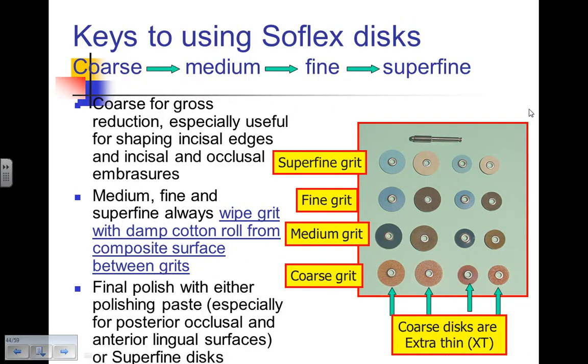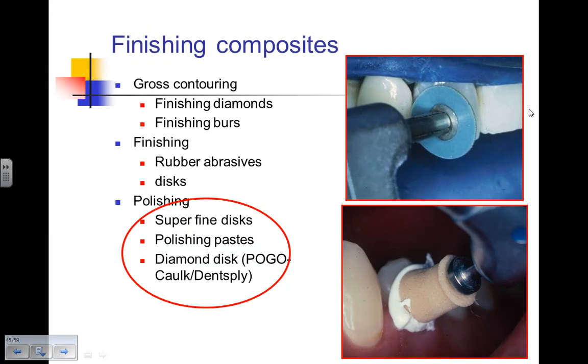We use these finishing Soflex discs dry, but we always wipe off the grit we leave on the surface with a damp cotton roll between each of the different grits of any finishing, so that we are ending up using the finest finishing with either the super fine grit or a polishing paste. In this case, for a Class 3, we're using the super fine disc to polish the facial and on the lingual, we can use a prophylaxis cup using a composite finishing paste.